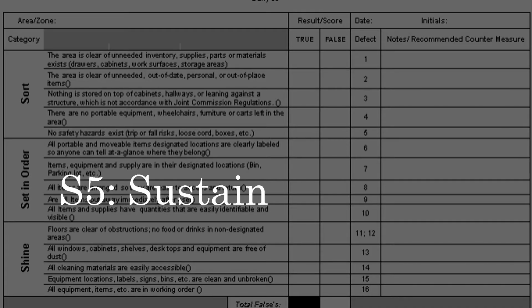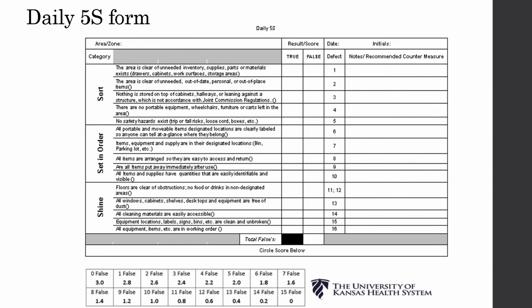Finally, the 5th S is sustain. It takes discipline and thoughtfulness to sustain the great work of the previous 4 S's, but it doesn't have to be hard. To bridge between establishing the 4th S, standardize, and executing the 5th S, sustain, we use the daily 5S form to assess 5S levels. This assures we're achieving and maintaining the quality standards we've set for ourselves, and that 5S activities are a routine part of daily work.